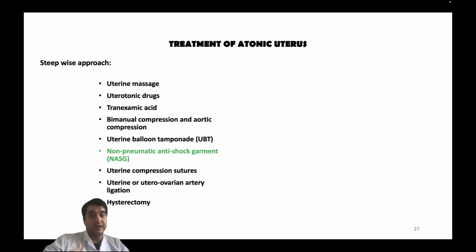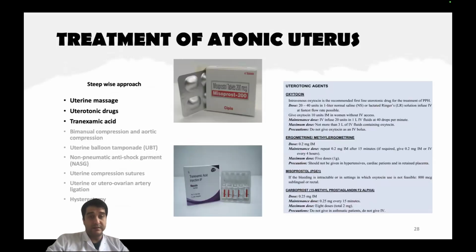Treatment of atonic uterus: uterine massage, uterotonic drugs, tranexamic acid, bimanual compression and aortic compression, uterine balloon tamponade, non-pneumatic anti-shock garment, uterine compression sutures, uterine or utero-ovarian artery ligation, and the final one, if the other treatments cannot help, hysterectomy.